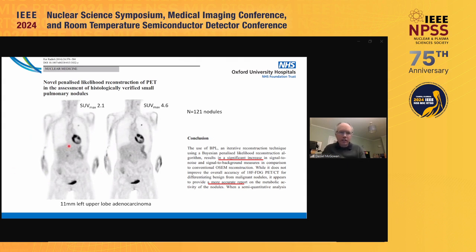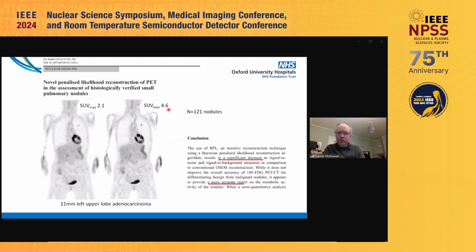So here you can see this pulmonary nodule, you can see SUVmax is 2.1. When you do the MAP algorithm, it goes up to 4.6. So it's far more conspicuous. And this was an 11 millimeter left upper lobe adenocarcinoma. But also with lung cancers, one of the thresholds that's used for lots of this is an SUVmax of 2.5. So if you use that as your deciding point for clinical significance, it's gone from being below 2.5 to over 2.5.